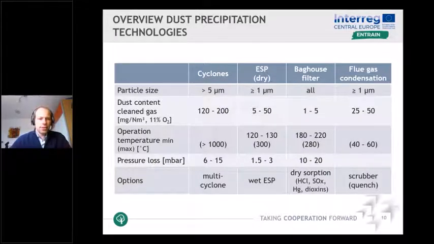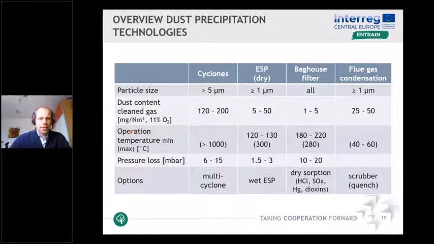Regarding the dust content in the cleaned gas, here we have values in milligrams per normal cubic meter at 11% O2 in the flue gas. For cyclones in the range of 120 to 200, ESPs offer 5 to 50 milligrams per normal cubic meter in the cleaned gas, and even lower for baghouse filters with 1 to 5.